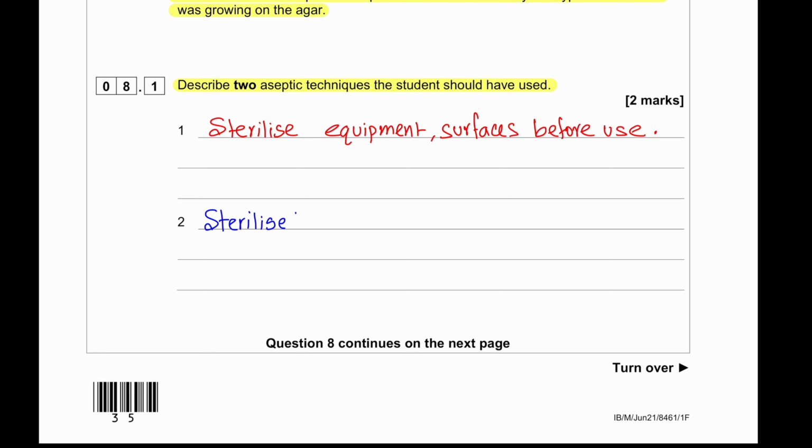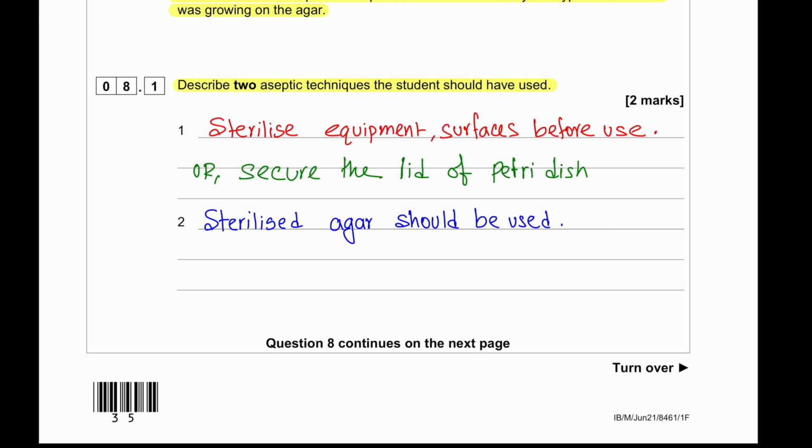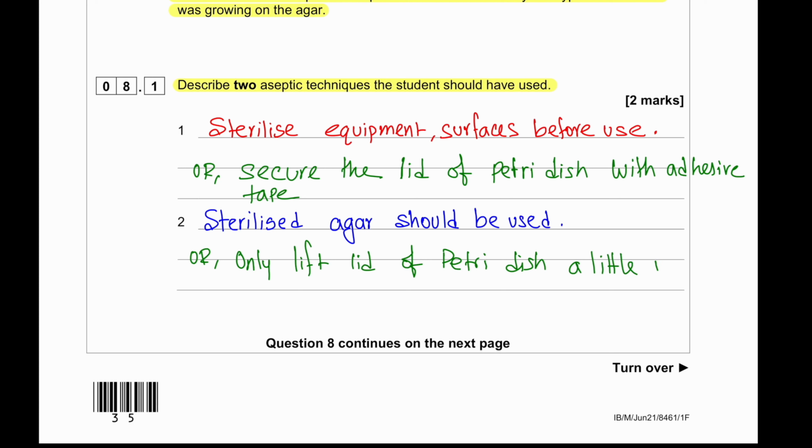We need to secure the lid of the petri dish with adhesive tape so that outside bacteria are unable to enter. We need to only lift the lid of the petri dish a little when setting up the plate so that we do not introduce outside bacteria. Or we can lift the lid of the petri dish at an angle when setting up the plate so that we can minimize the introduction of bacteria from outside. We just need to write 2 of these points. However, I'm going to give you all of them.